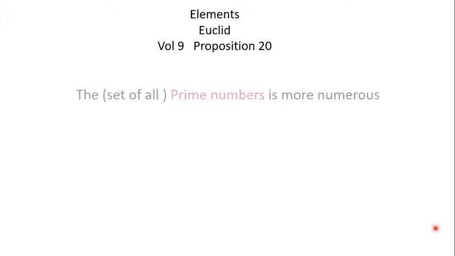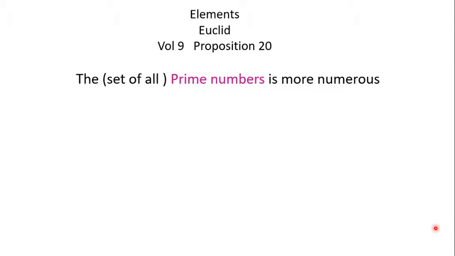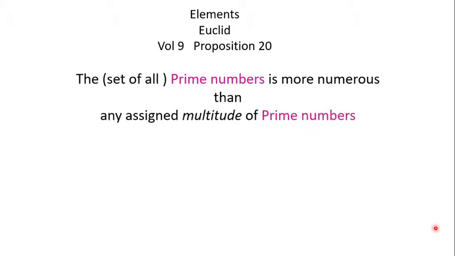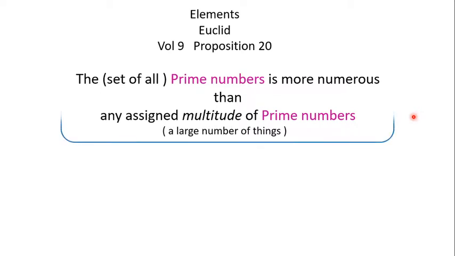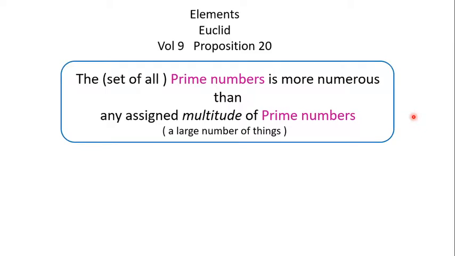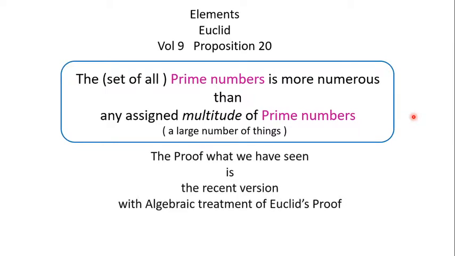So, Euclid in volume number 9, proposition number 20, has written the same theorem like this. The set of all prime numbers is more numerous than any assigned multitude of prime numbers. This is how he has written this theorem in his book. Multitude means a large number of things. This is how he has presented himself in his volume number 9, proposition number 20.